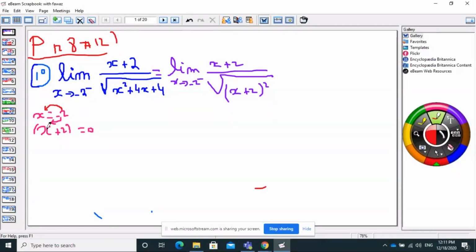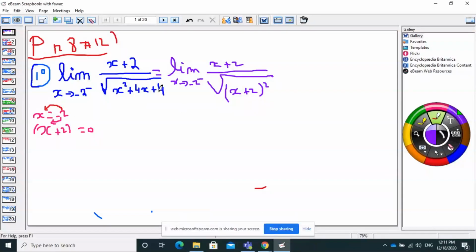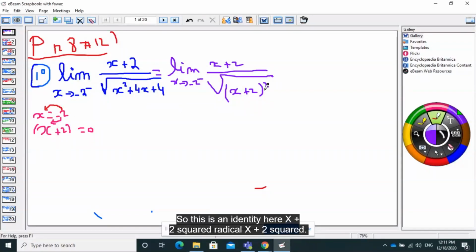And so I'm going to replace x by minus 2, I will have 0. And I'm sure that I have x plus 2 here and x plus 2 here. When I simplify it, I will be able to remove the undefined. So this is an identity, which is x plus 2 squared. Radical x plus 2 squared, I cannot write x plus 2, because I need to be sure that this one inside is positive. So all the time the radical should give me a positive answer, and I put an absolute value.